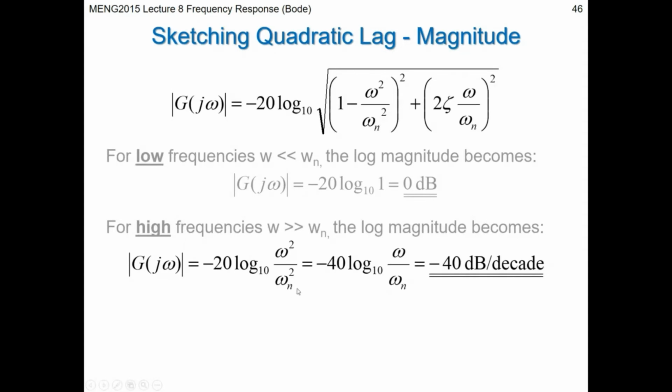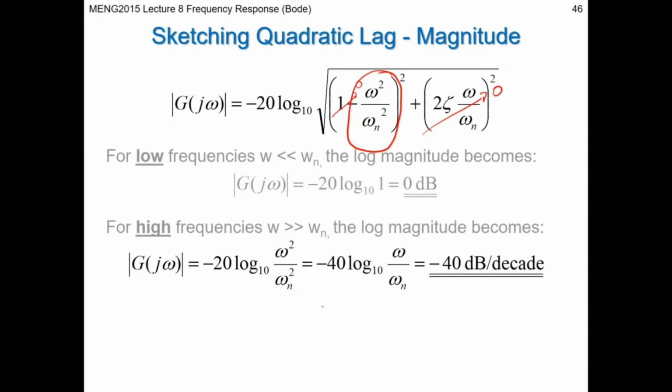When you go to a high frequency, this omega squared is obviously going to make this term much more dominant. The 1 becomes irrelevant, but this term becomes dominant. You square it. This effect approximates down to 0, and this is irrelevant. So you just end up with this term here. You square it and then square root it, so the square and the square root cancel off. So you end up with omega squared over omega n squared. You're taking 20 log base 10 of that.